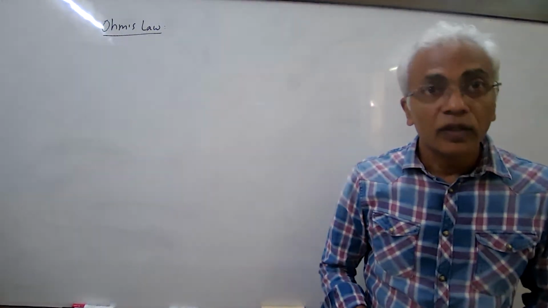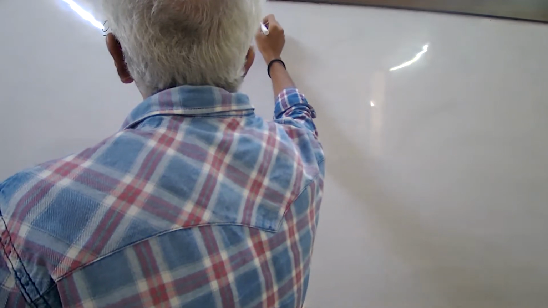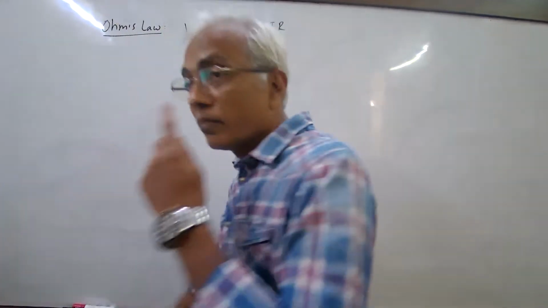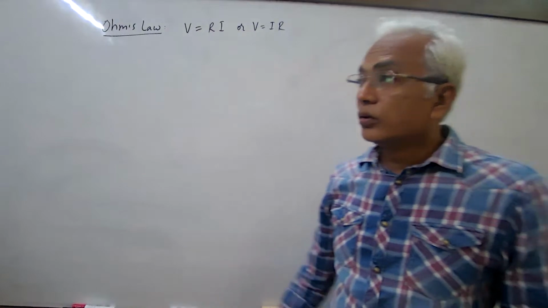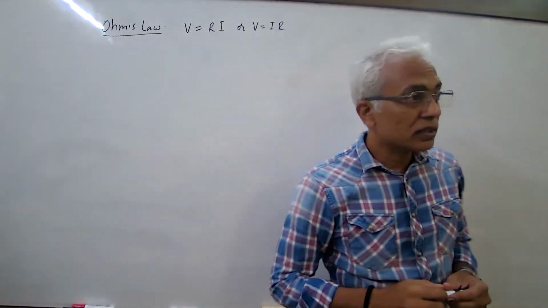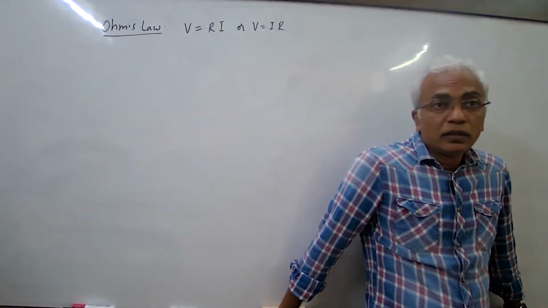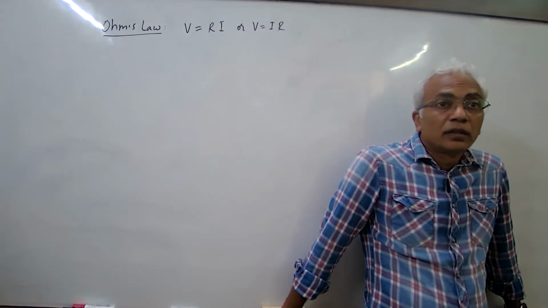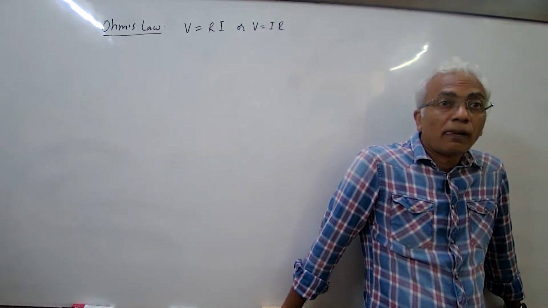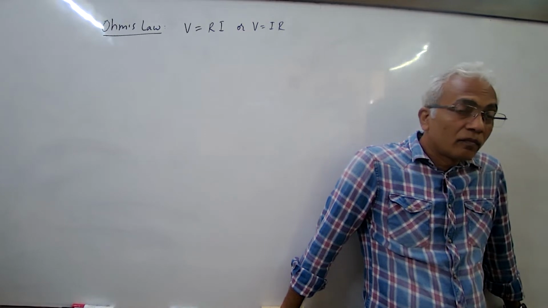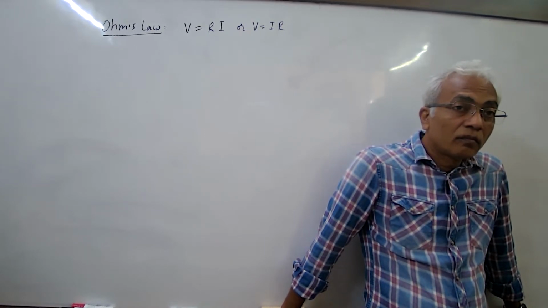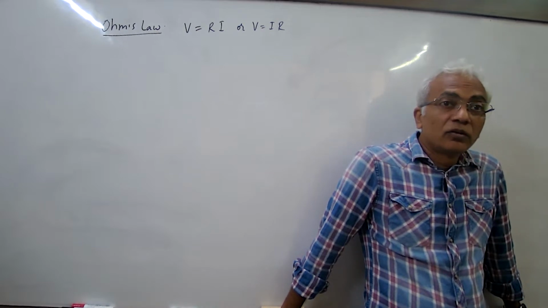Anyone remembers what is Ohm's law? Sir, V equals R I. Both are same, right? Can anybody explain what it means? It states that current flowing through the conductor is directly proportional to the applied potential difference across it, provided its temperature remains constant. Yes. So, what does it mean?